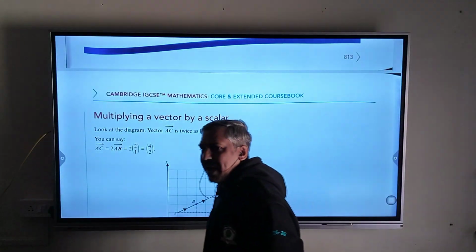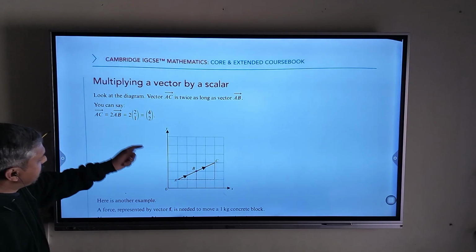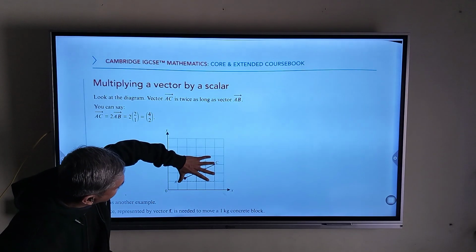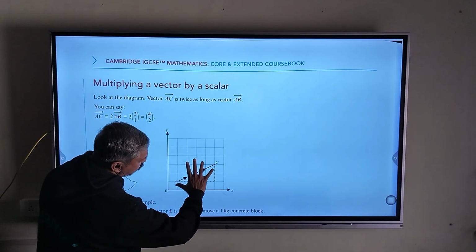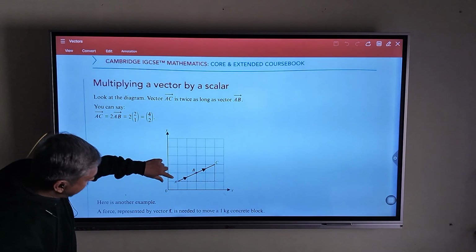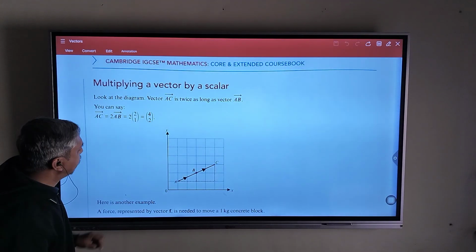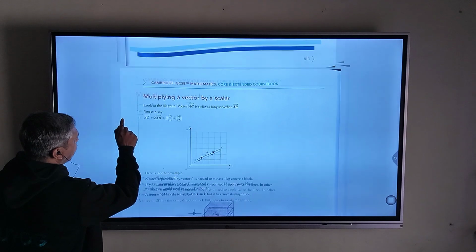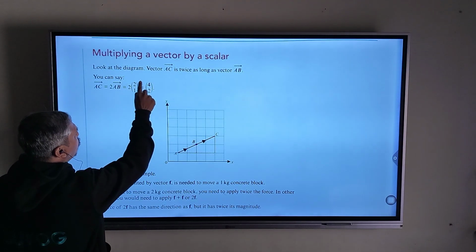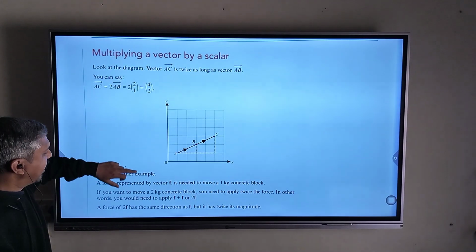Multiplying a vector by a scalar. So what is a vector? Let's say AB bar is a vector here. And exactly double of that will become AC bar. AB bar into 2 will be AC bar. So AC bar will go twice of AB bar. But AB bar is 2 on x and 1 on y. So (2, 1). So twice of AB bar is twice of (2, 1), which is 2 into 2, 4, and 2 into 1, 2. (4, 2). That's what we get.